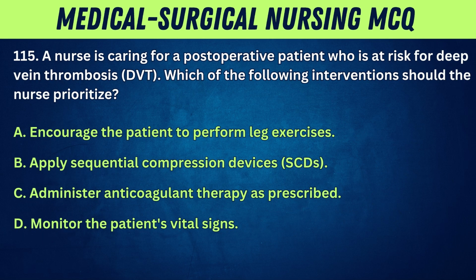115. A nurse is caring for a postoperative patient who is at risk for deep vein thrombosis, DVT. Which of the following interventions should the nurse prioritize? A. Encourage the patient to perform leg exercises. B. Apply sequential compression devices, SCDs. C. Administer anticoagulant therapy as prescribed. D. Monitor the patient's vital signs.